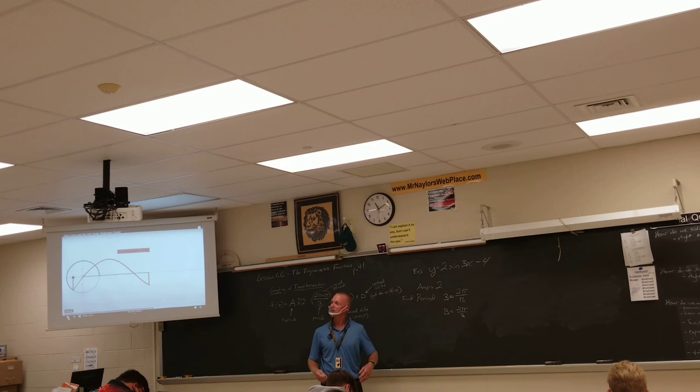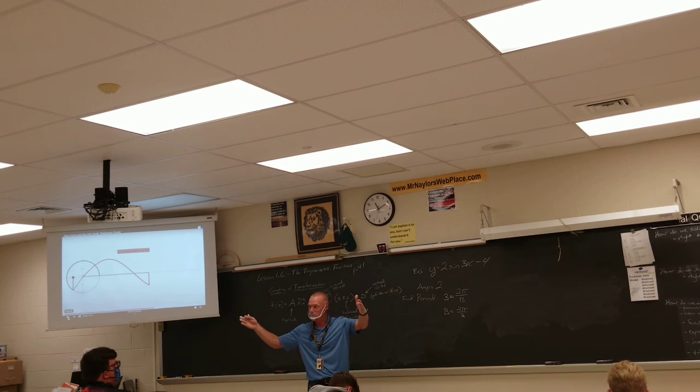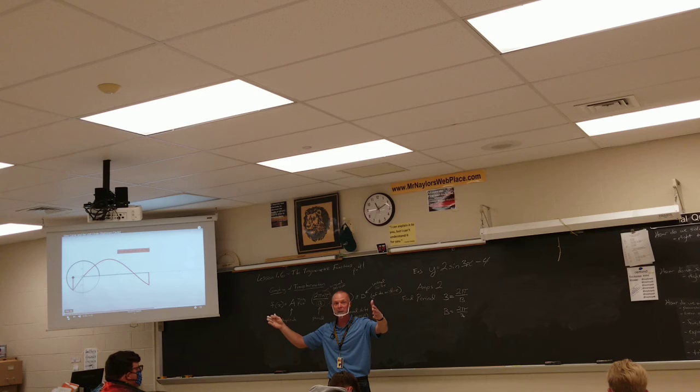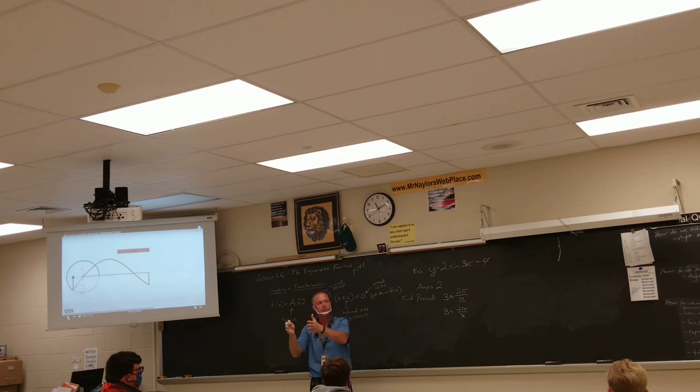Okay, now remember, a sine wave has a period of 2 pi. It takes 2 pi to go from beginning to end. Now the period has shrunk. Actually, it's shrunk significantly because 2 pi over 3 is much less than 2 pi. So we have a shorter period.